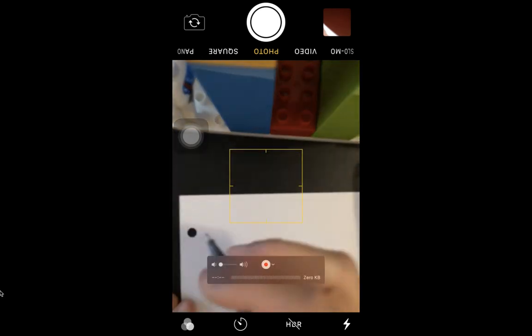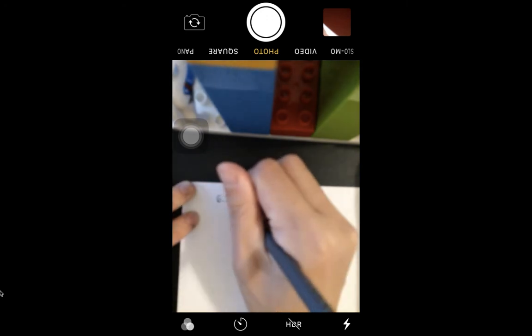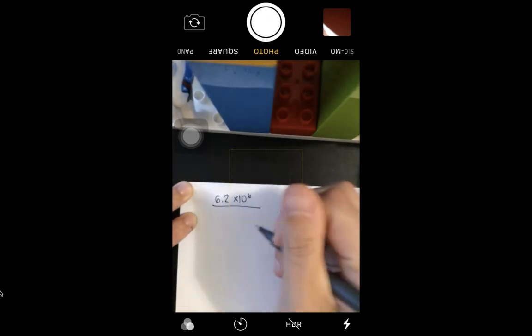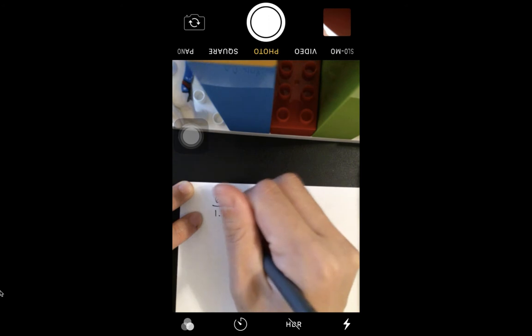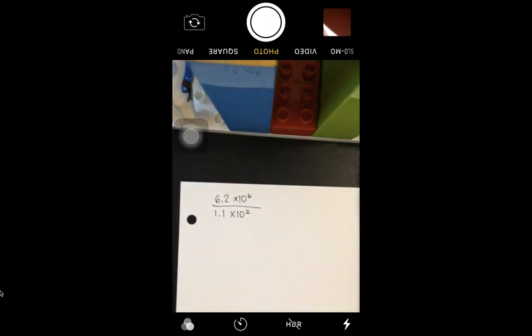Okay, let's say I have a division problem now. So let's say my problem is 6.2 times 10 to the 6 all over 1.1 times 10 to the 2. Okay, so I'm going to clear my screen. I don't know this answer. So what you can do is just type it in your calculator, and that's fine.